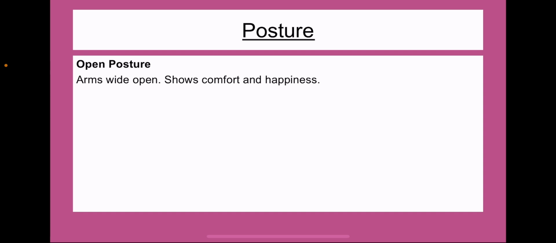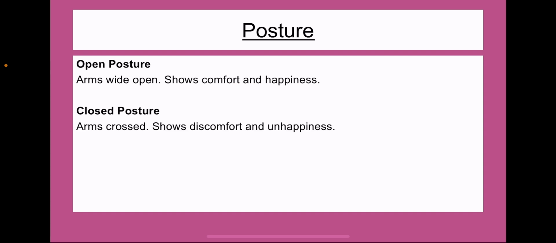That shows that they're comfortable, they're happy, they're quite content, and they're fairly chilled out with the situation that they are in. The second one is the opposite, which is the closed posture. This is normally when their arms are crossed over their body, guarding themselves, protecting themselves. It does show that they're quite uncomfortable and unhappy in whatever situation they are in.